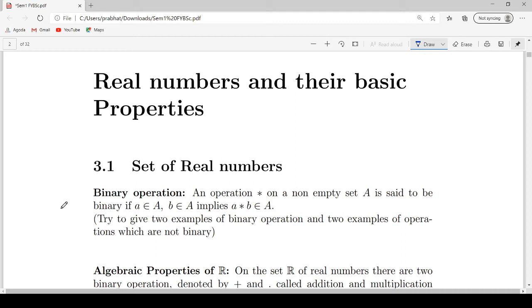Hello friends, we are going to see certain basic properties of real numbers in this video. Let's first define the binary operation.